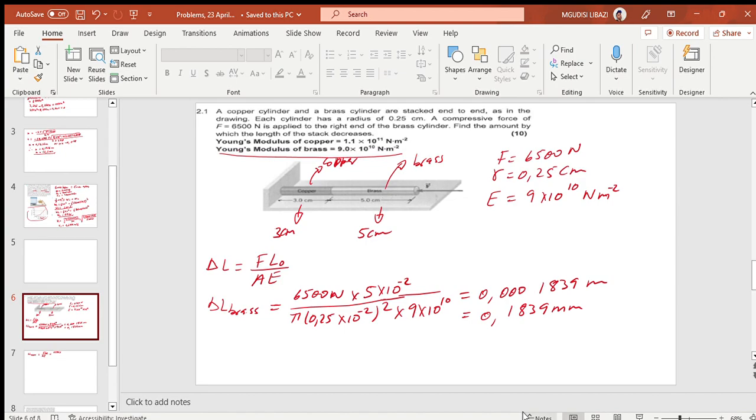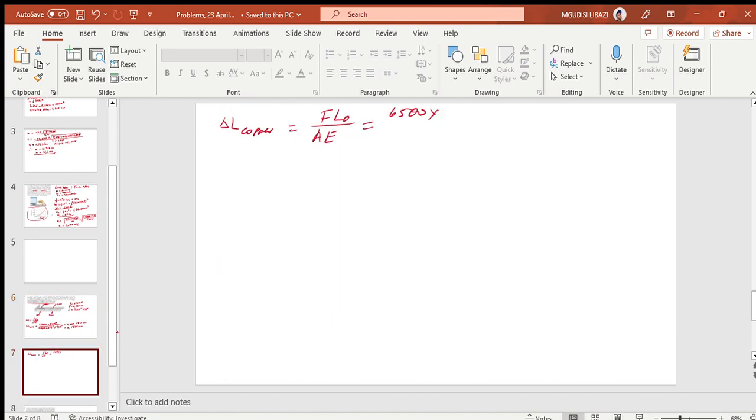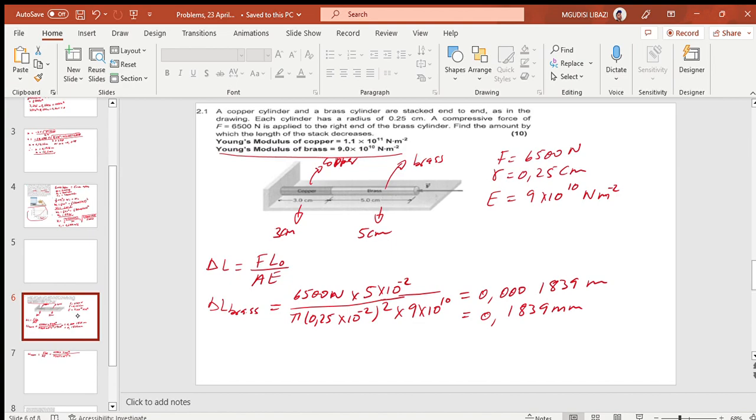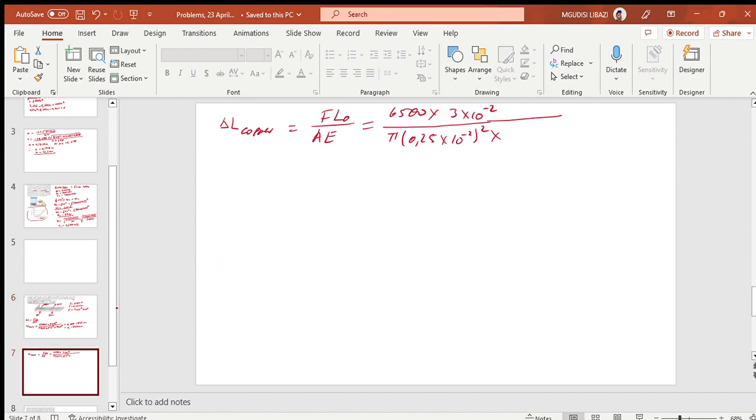And then our initial length for copper is 3 centimeters, so that's 3 times 10 to the minus 2, all over A, which is pi r squared, which we said is 0.25 times 10 to the minus 2, all squared, because those were centimeters, and then multiplied by Young's modulus of the copper, which is equal to 1.1 times 10 to the 11.